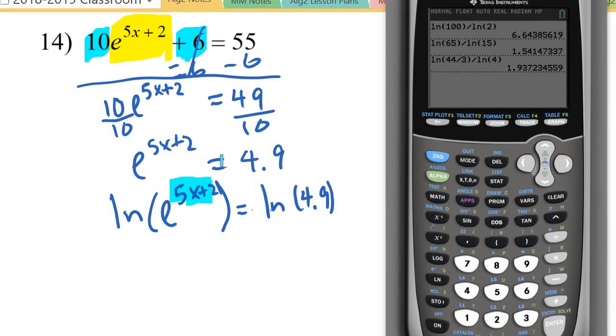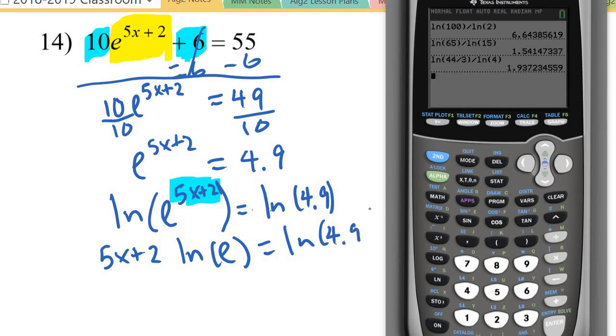So now what we're going to do is move this whole exponent. This exponent over here is going to come to the front. All of it. So it will be 5x plus 2 and then ln e equals ln 4.9.